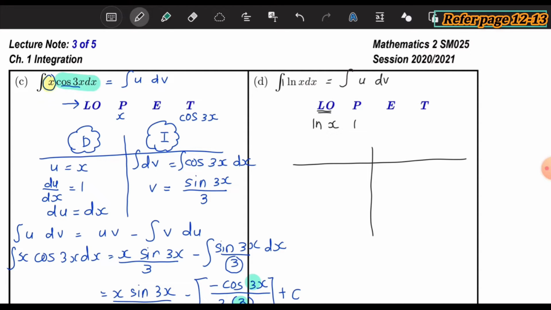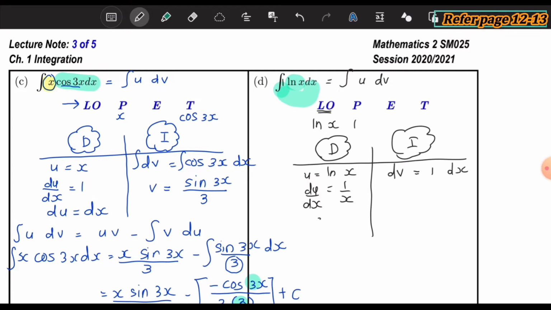So, for this case, we need to differentiate u equal to ln x and integrate dv equal to 1 dx. Ln x is u, therefore 1 dx will be dv. Differentiate u equal to ln x, we will get du dx equal to 1 over x, or du equal to 1 over x dx. For dv, we need to integrate dv to get v. We need v to substitute into the formula for by parts. Therefore, v equal to x.